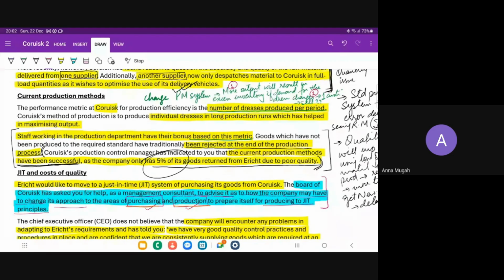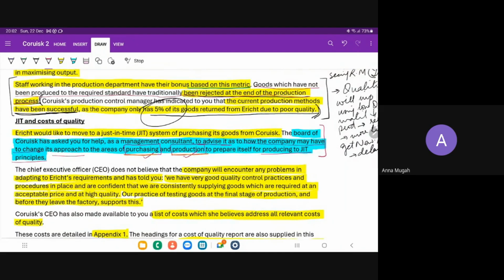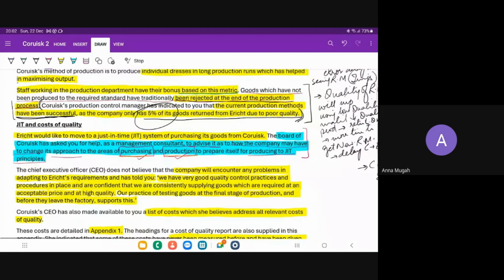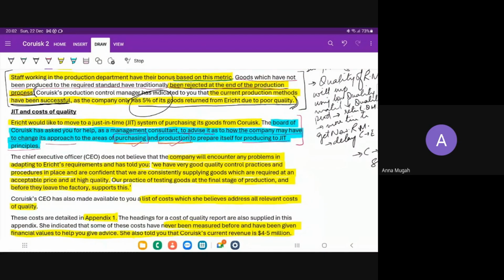Okay. Staff working in the production department have a bonus based on the system. Goods which have not been produced to the required standard have traditionally been rejected at the end of the production process, right? Now, this is also important: at the end of the production process. So let's suppose that you are producing dresses, and it generally takes 4 days to complete a dress. After 4 days, you come to know that 5%, or maybe 2 or 3% of the output, was not up to the mark. So again, you have to do the whole work, right?